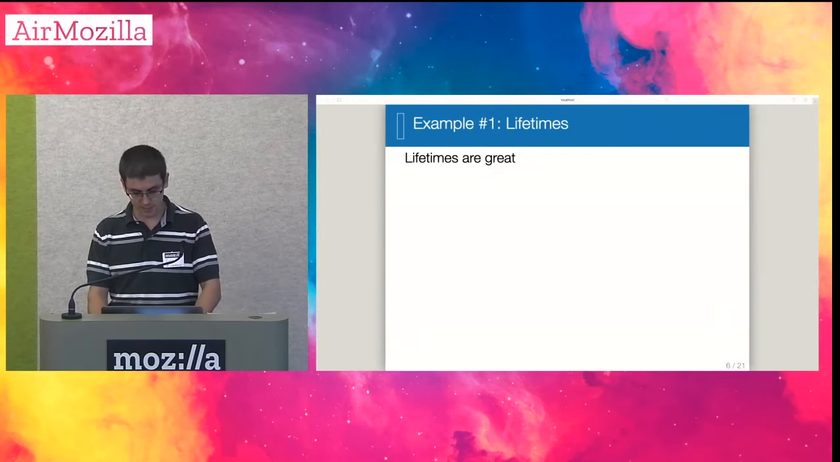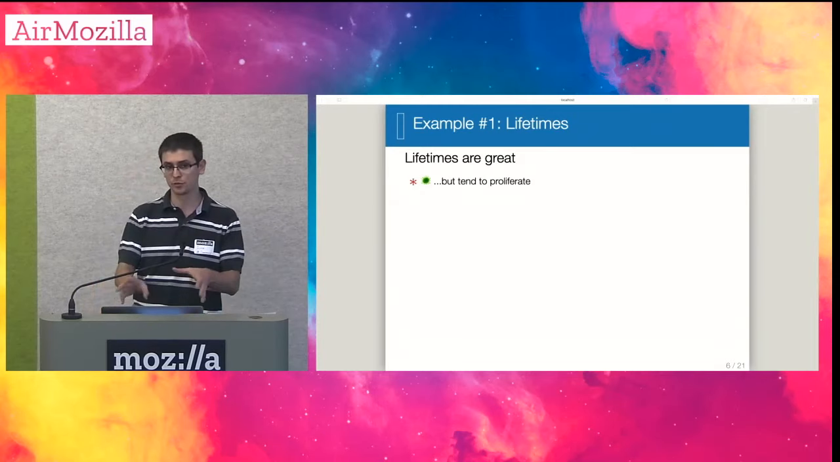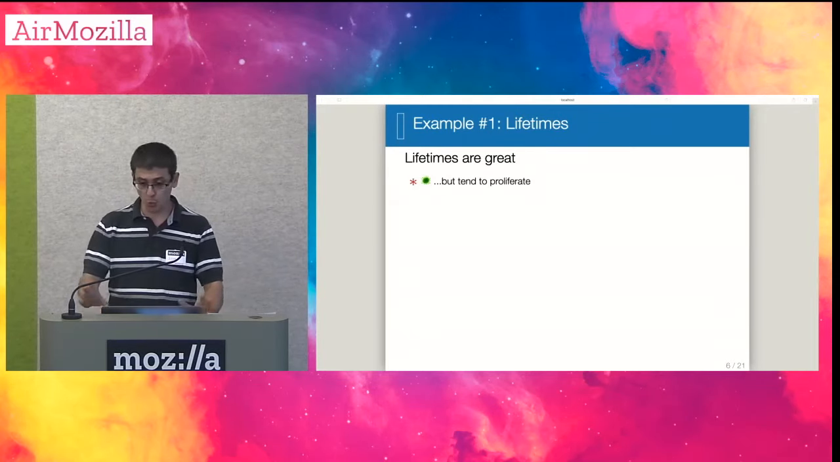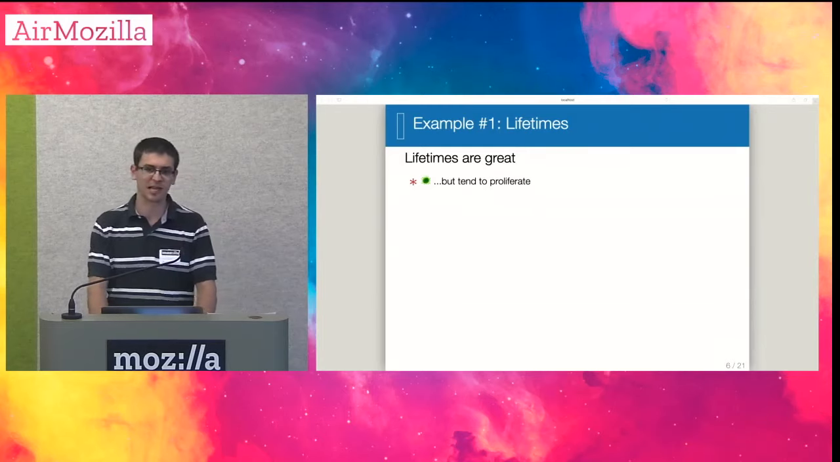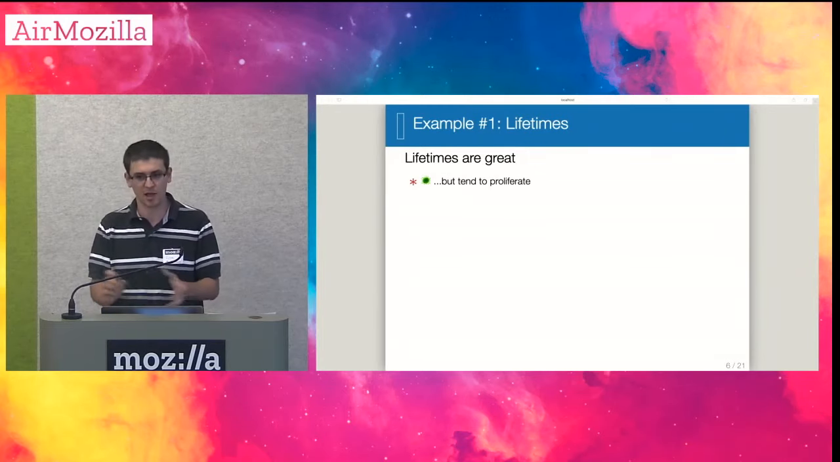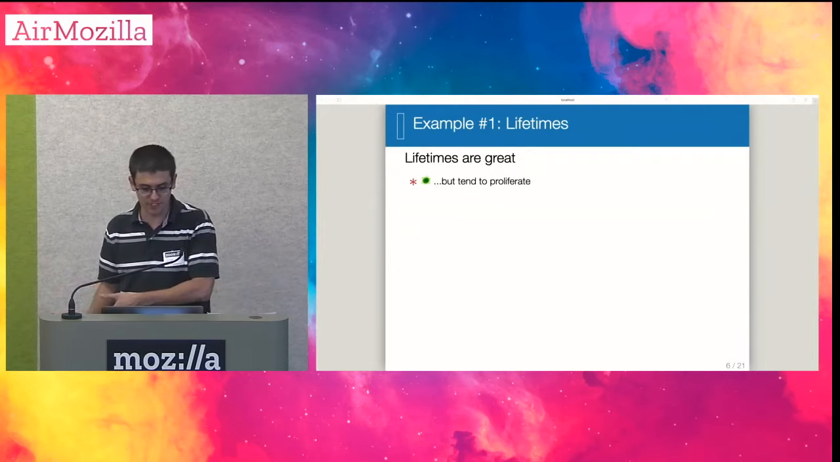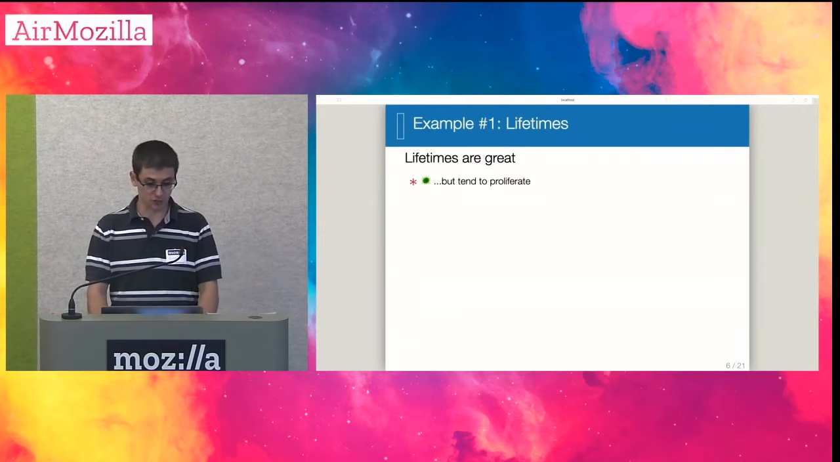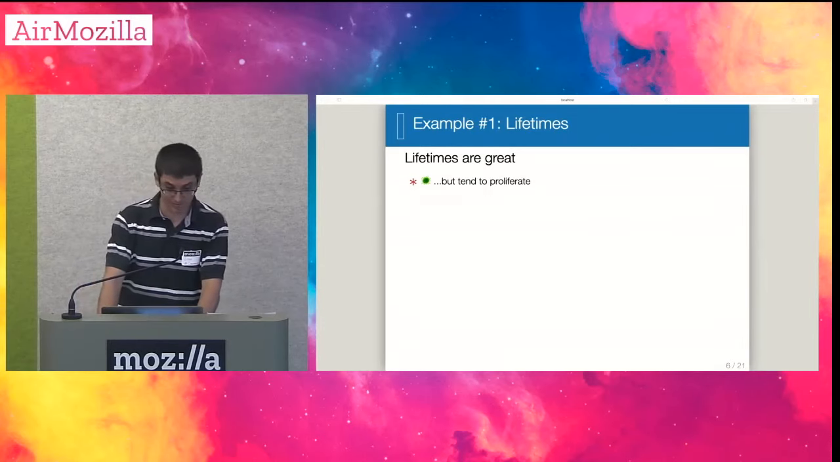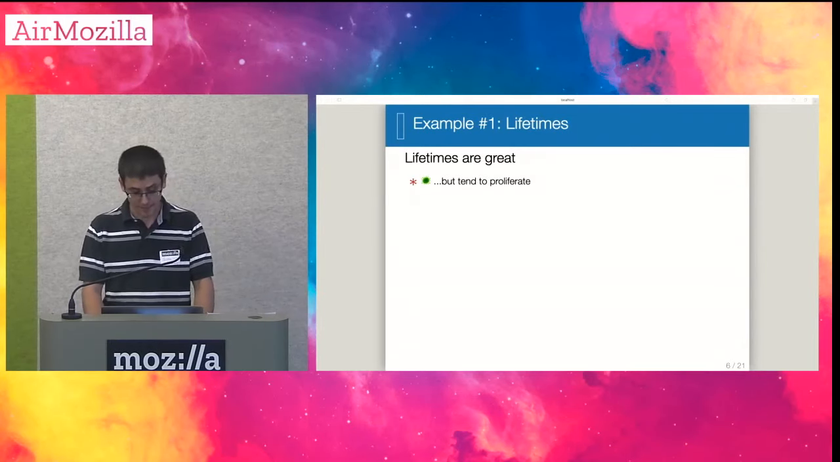But one unfortunate property of lifetimes is that they tend to proliferate. Once you put a lifetime on your struct, it's over. You cannot get rid of that lifetime. If you put that struct in some other struct, it has to have the lifetime too. And if you do some impl for that struct, it also has a lifetime. So the whole system becomes infected with lifetimes at some point, which is not great.